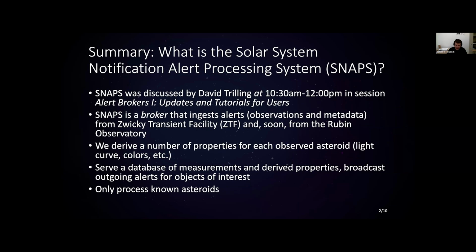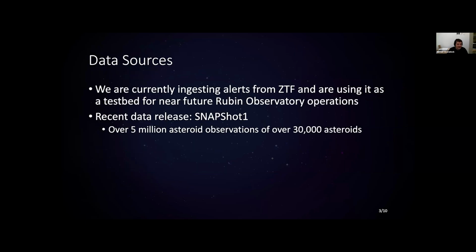We're only focused on the known asteroids, so we're not doing any asteroid discovery, but I know other groups are doing discovery. Right now we're currently ingesting alerts from ZTF, and like other teams, we're using it as a test bed for near future Rubin operations. The recent data release is Snapshot 1, and it has 5 million asteroid observations of over 30,000 asteroids. So you've been using that data set.